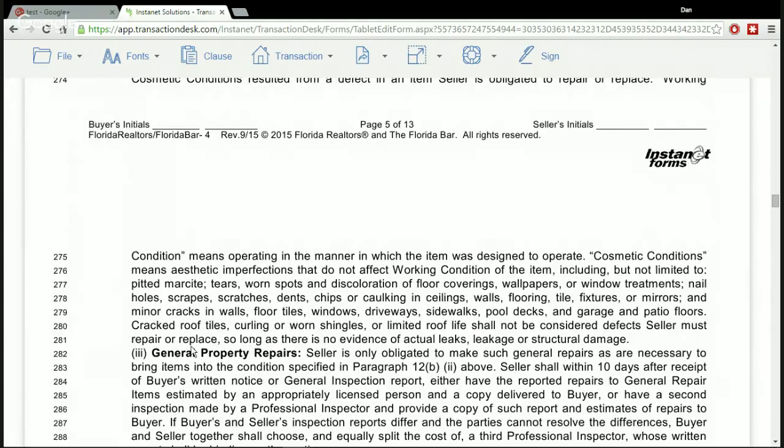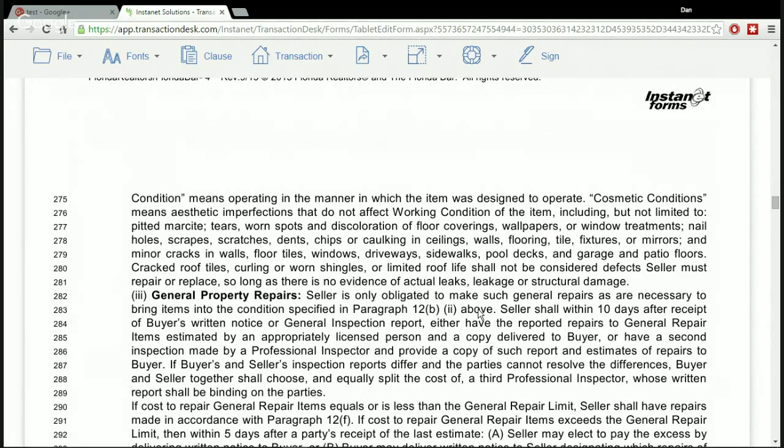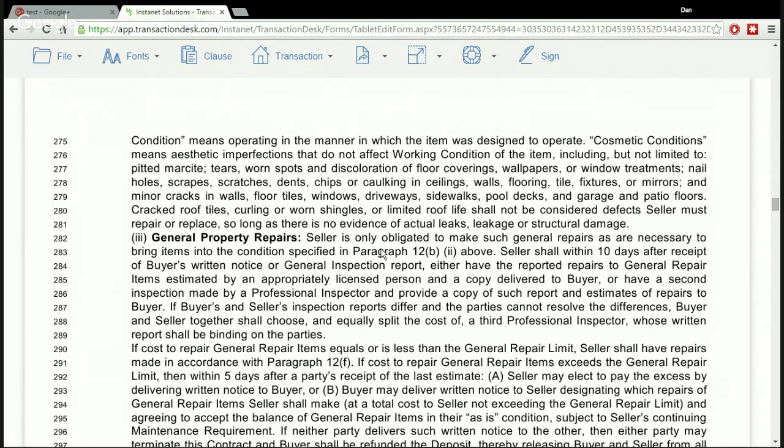must repair or replace. So just because the roof is old doesn't mean it needs to be replaced or repaired. If it's working properly, according to the definitions here, then it's working properly. There's nothing that needs to be done to it, so long as there's no evidence of actual leaks, leakages, or structural damage. Okay, so just because you don't like the paint color, just because the baby drew a crown on the side of the wall, or just because there's a scratch, or they scratch something moving out, those are cosmetic. Those are not generally repair items.